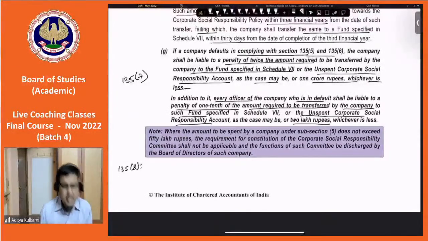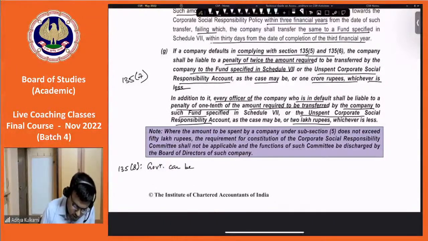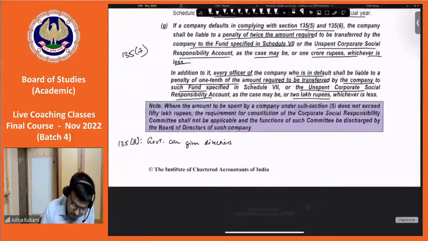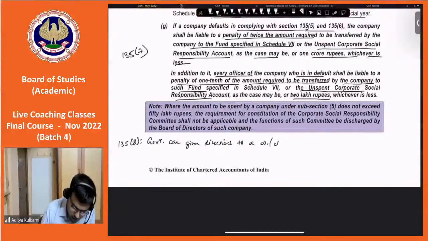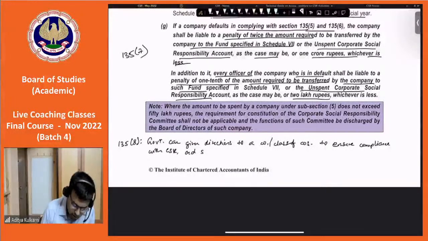135.8 is a general section. What does 135.8 say? The government can give directions as to which company should follow CSR, and if that is the case, such companies shall follow CSR. You need not write it down also. Government can give directions to a company or class of companies to ensure compliance with CSR. And obviously, such company or class of companies have to comply.